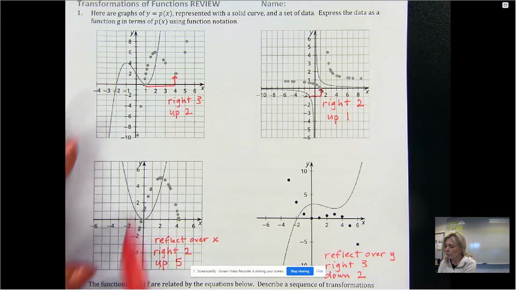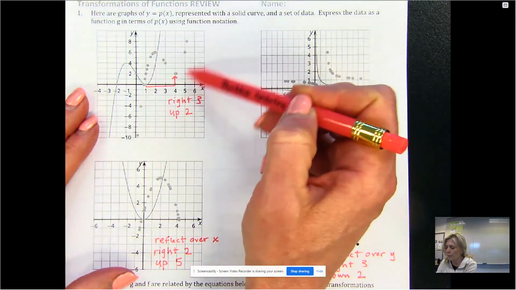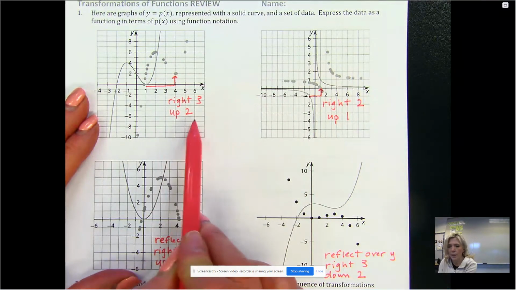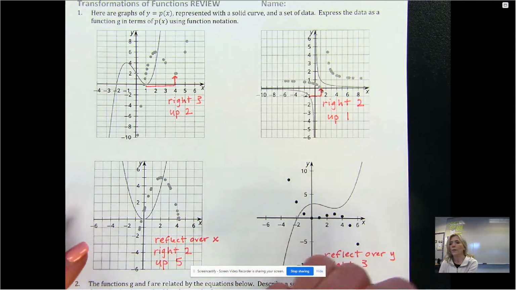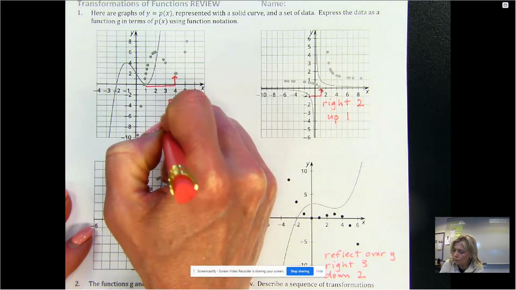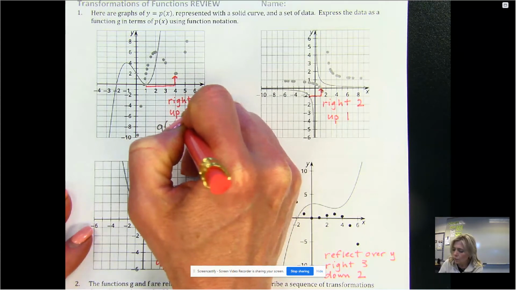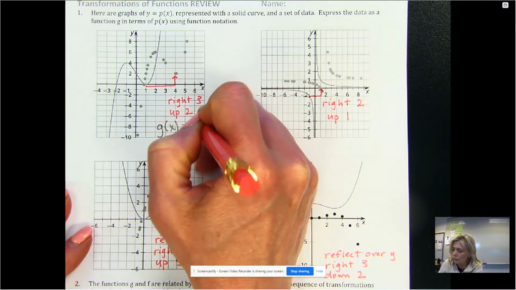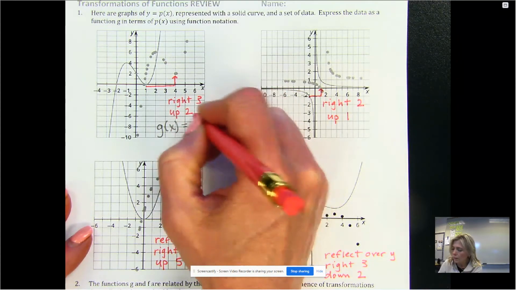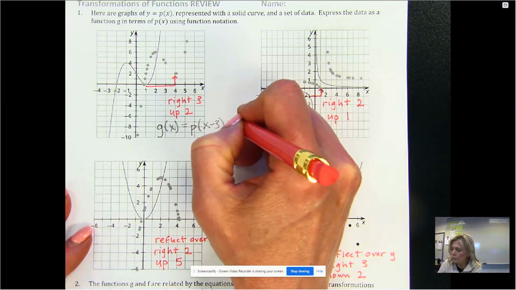So to get this set of data points here, we want to take the function and shift it to the right 3 and up 2. And the way that we do that using function notation is we say G of x is equal to P of, shifting to the right 3 gives us x minus 3, and then up 2 would be a plus 2 right there.